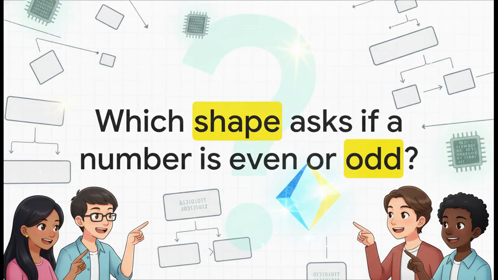And now for your final question to take away with you today. If you wanted a computer program to check if a specific number is even or odd, which flowchart shape would you use to ask that question? Think about it. You're asking a yes or no question, right? Like, is it divisible by 2? Which means you need to make a decision. That's right, you would use the diamond shape.